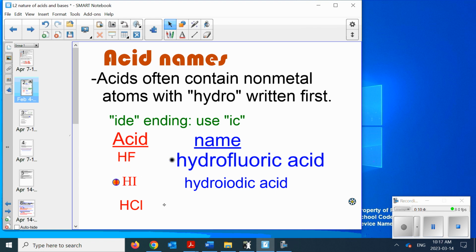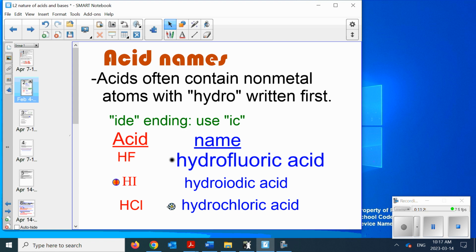So there we are. Then what? HCl. I think you actually knew this one. This is a grade 8 student who recognized that. HCl, what is that? From hydrogen chloride, hydrochloric acid. Now, those three examples are all from the 17th column of the periodic table. The only common one that I didn't put on there was bromine, hydrobromic acid, HBr. Those are the simple ones.